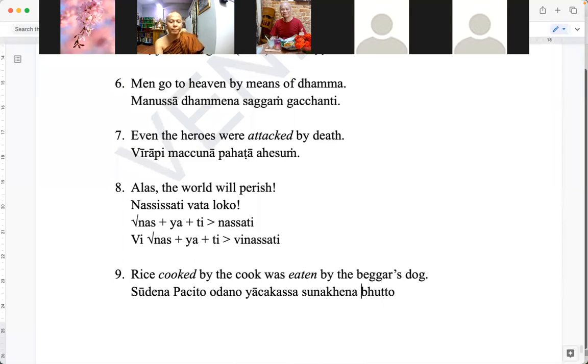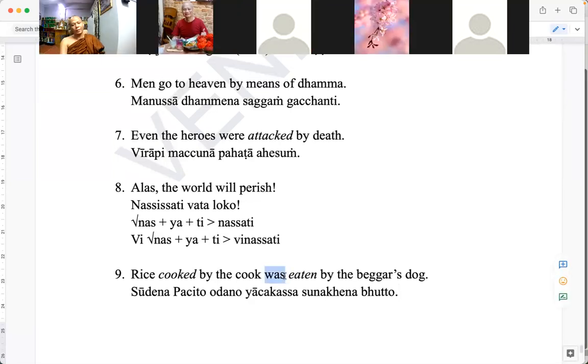So I put it together as sudena pachito odano, yachakasa sunakena puto. Great. Sudena pachito odano, yachakasa sunakena puto. Okay. So you can translate or you can omit, no problem. Okay, now the last one.